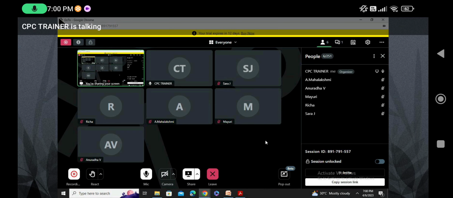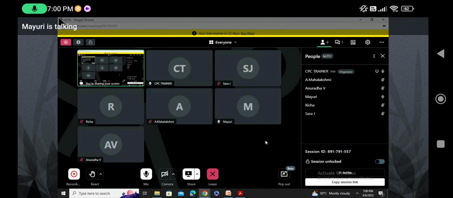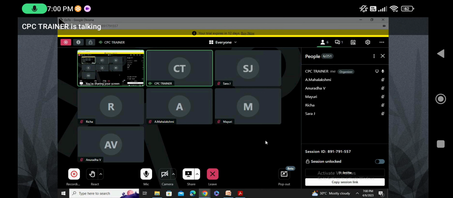Okay, super. Then what is the code for hepatic function panel? 80076. Okay. Right? Okay. So this is the panel coding, guys.